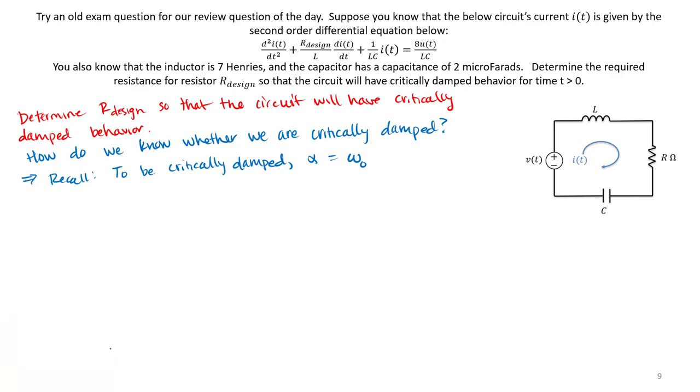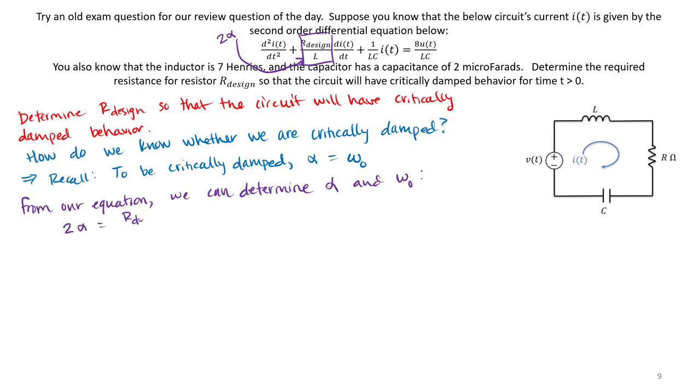And so from our equation, we can determine alpha and omega naught. So let's take a look. Remember, the term in front of the first derivative is equal to 2 alpha. So we can say that 2 alpha must be equal to R design divided by L. Similarly, the term in front of the I of t is omega naught squared. Omega naught squared must therefore equal 1 over LC.